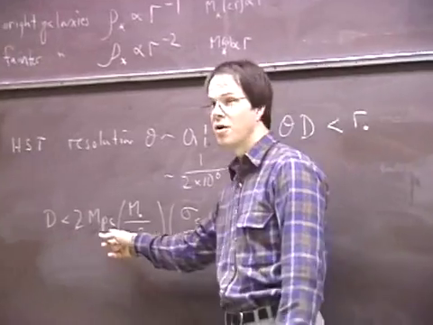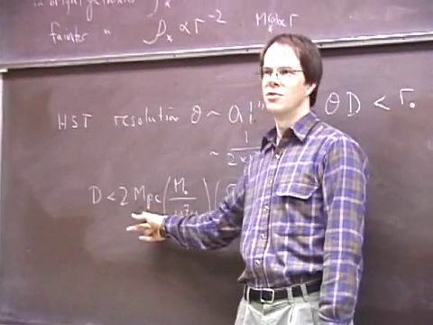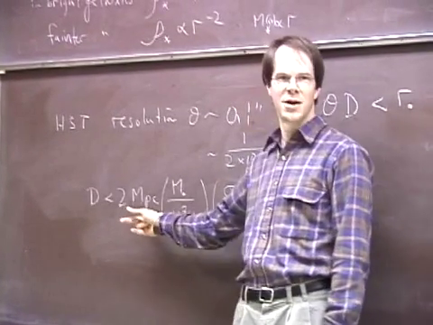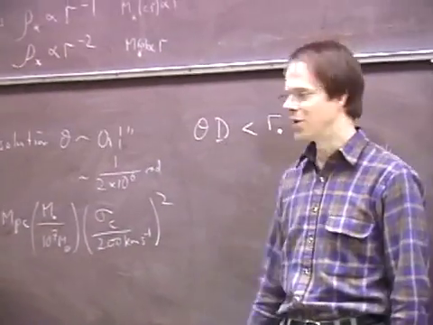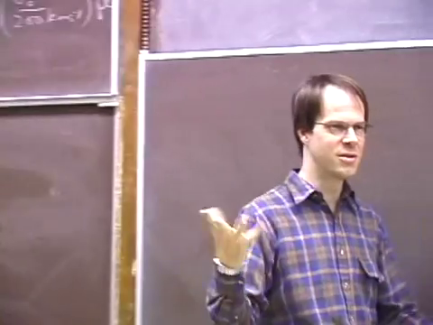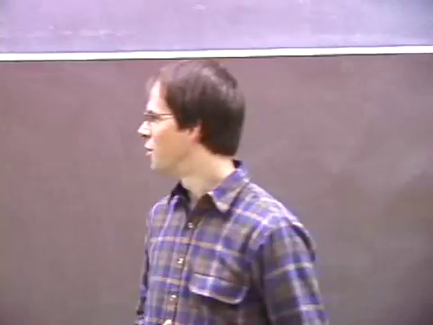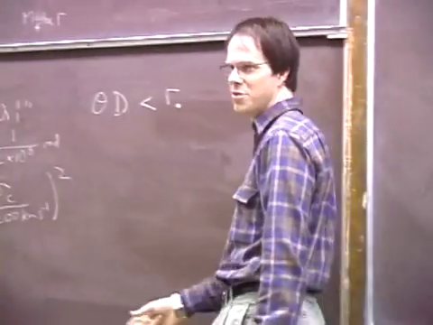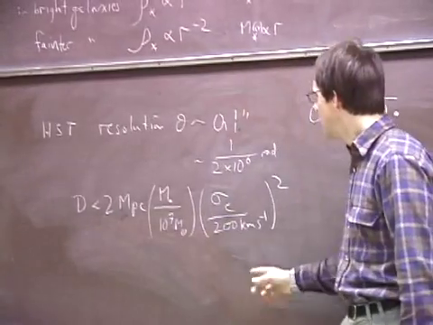Okay, 2 megaparsecs is really, really close. The Virgo cluster is 15 megaparsecs away. The Andromeda Galaxy is 0.7 megaparsecs away. There's only a countable number of respectable galaxies within 2 megaparsecs.